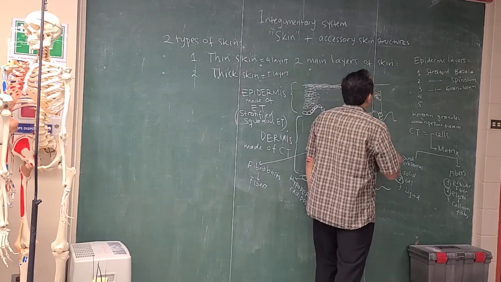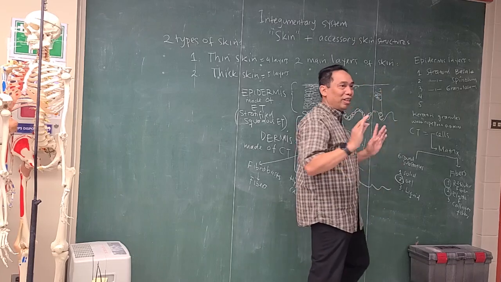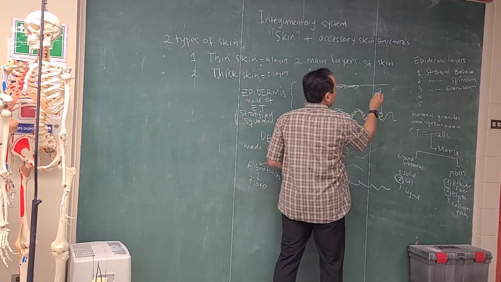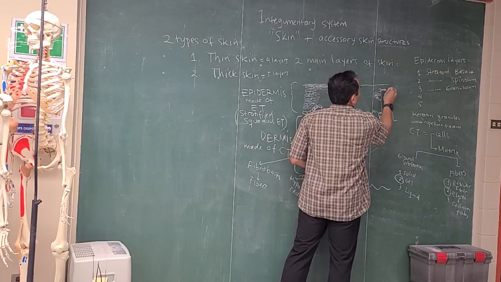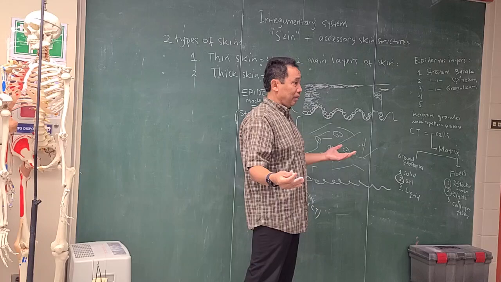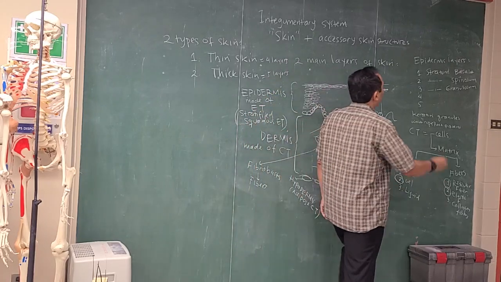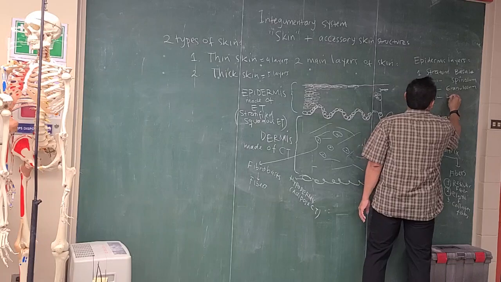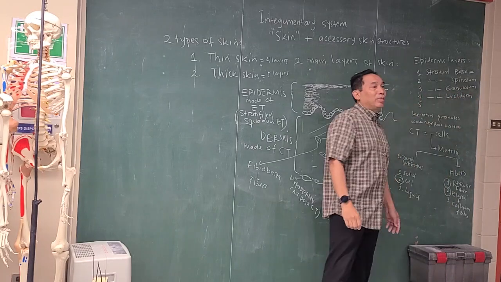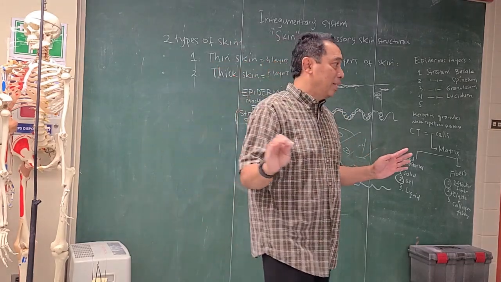You get it? And then on the top of that, if it is thick skin, it is only present in the thick skin, it will have the next layer over here. The next layer is actually dead cells. It's called stratum lucidum. Stratum lucidum consists of dead cells. The cells already died.